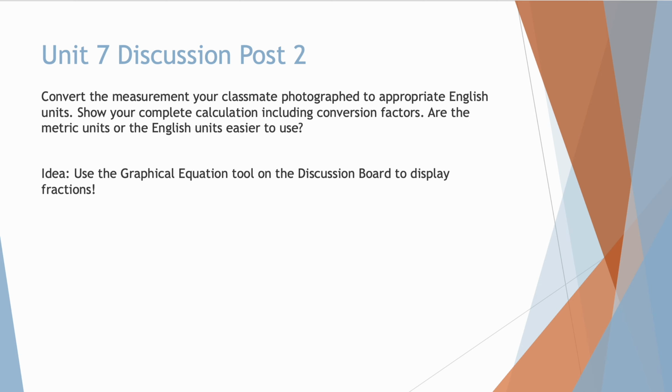Your second post is going to be converting the measurement that your classmate took a picture of to English units. So if they measured something in centimeters, the English equivalent would be inches. If they measure something in liters, then you can take that and convert it to ounces. So there's also a graphical equation tool in the discussion board that'll help you display fractions, and Google also has a great resource to help you with unit conversions if you just type in convert liters to ounces. It'll give you some help and support with that.